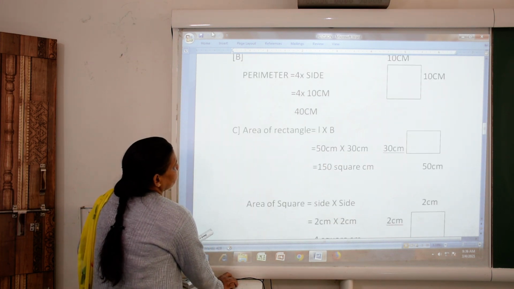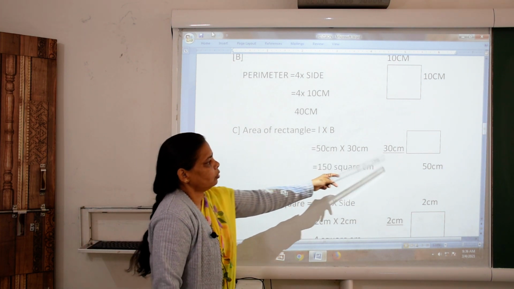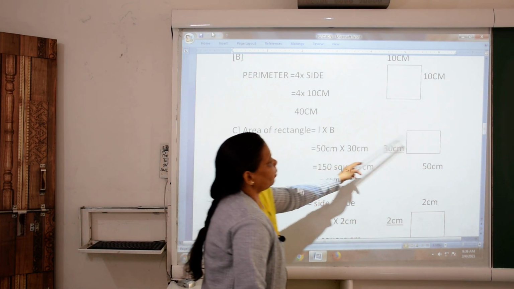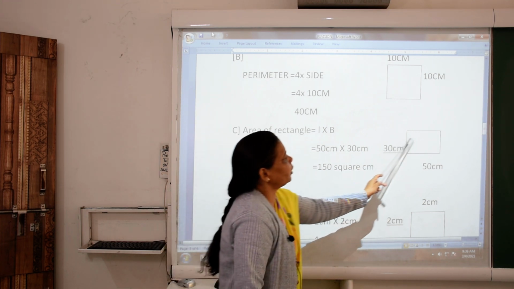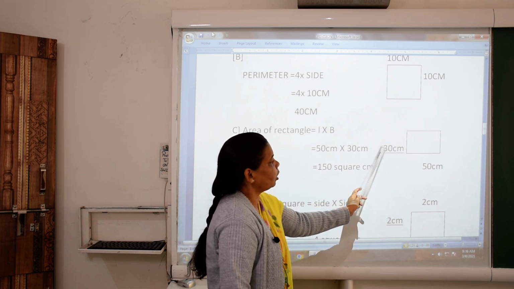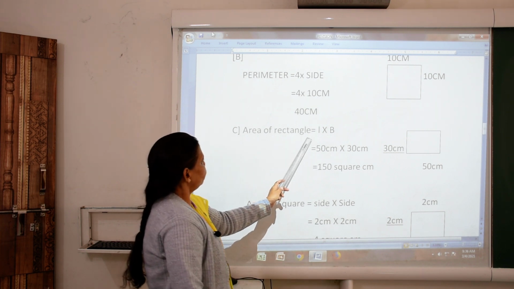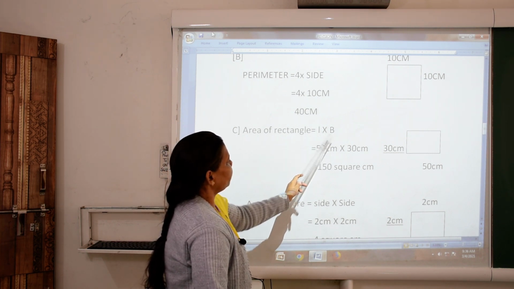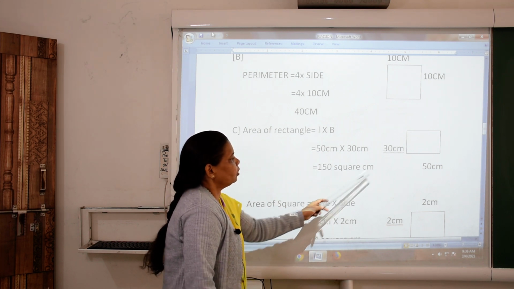Area of a rectangle. Area is the amount of surface. The amount of surface of any object, that is area. Here the length is 50 and the breadth is 30. So the formula of a rectangle, length into breadth, 50 into 30, is 1500 square centimeter.